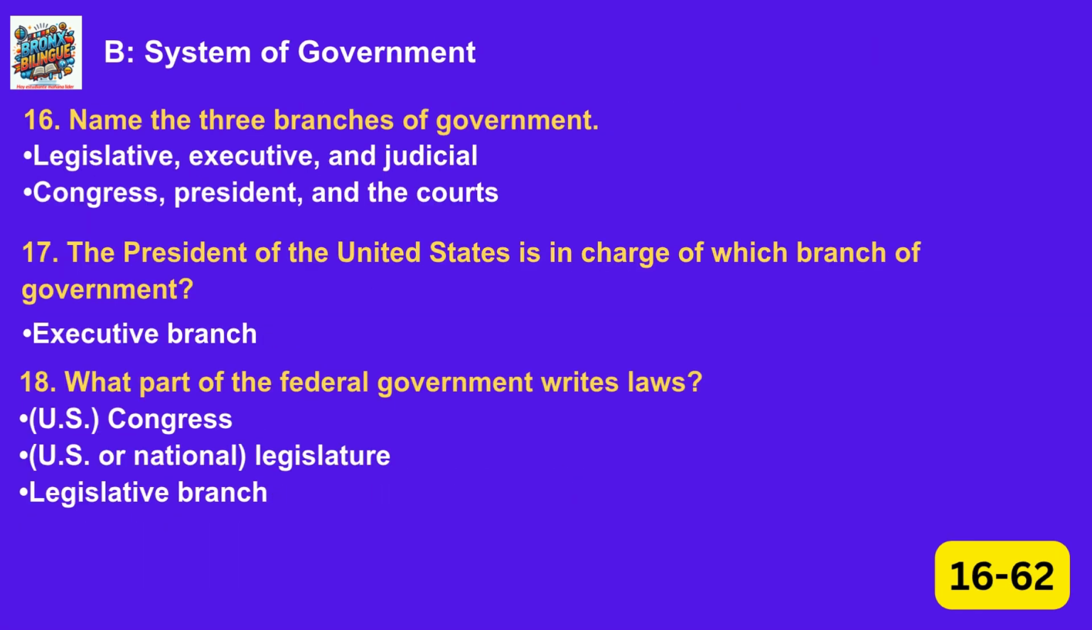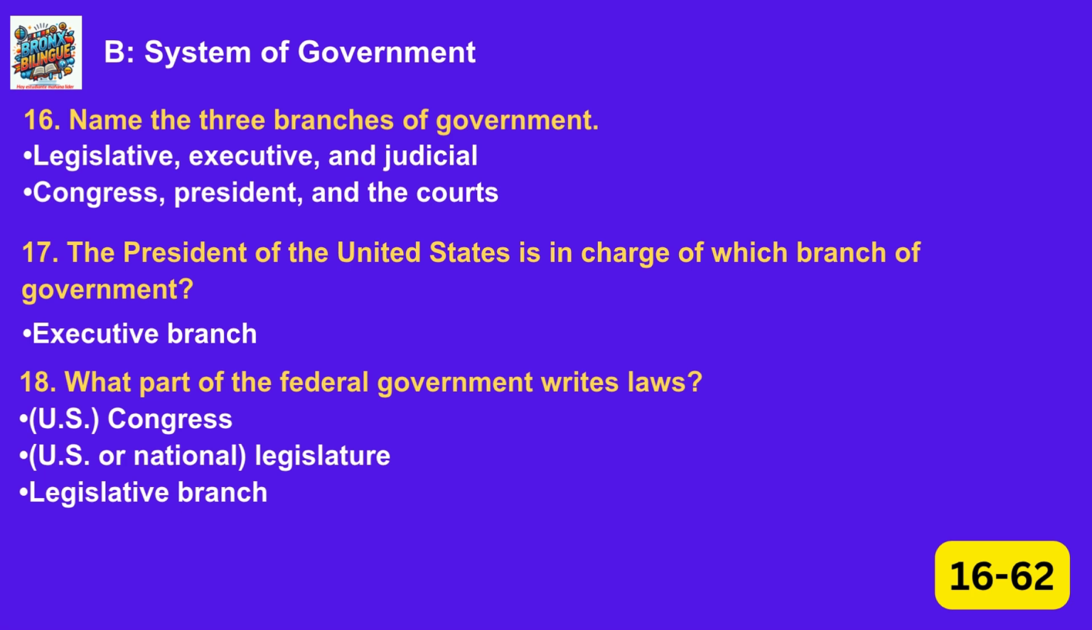B. System of government. 16. Name the 3 branches of government. Legislative, executive, and judicial. Congress, President, and the courts. 17. The President of the United States is in charge of which branch of government? Executive branch. 18. What part of the federal government writes laws?